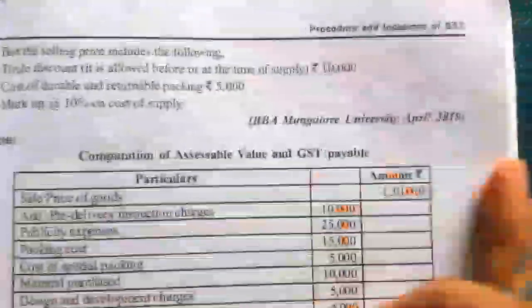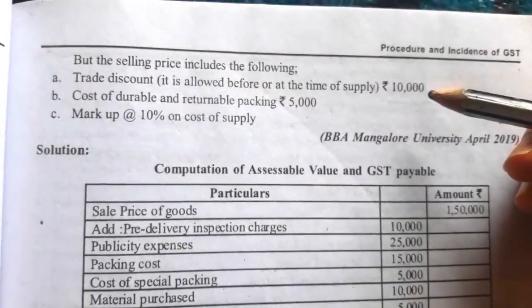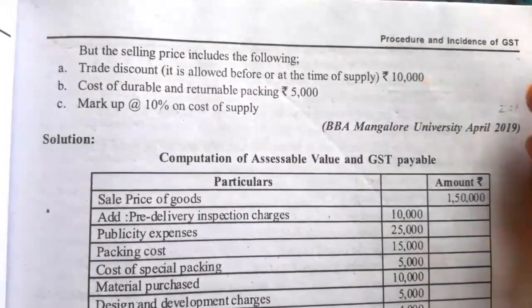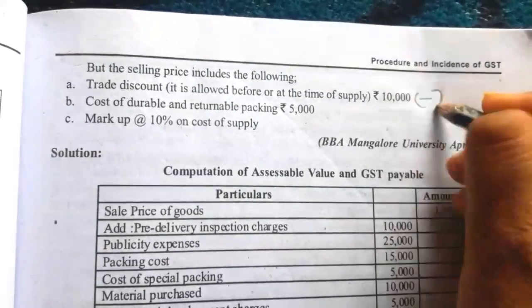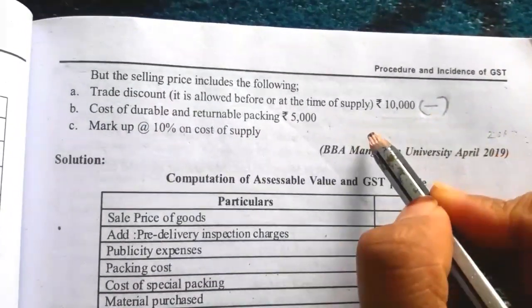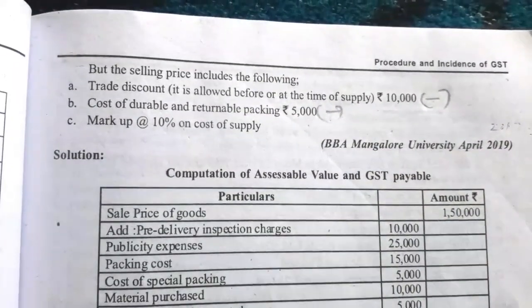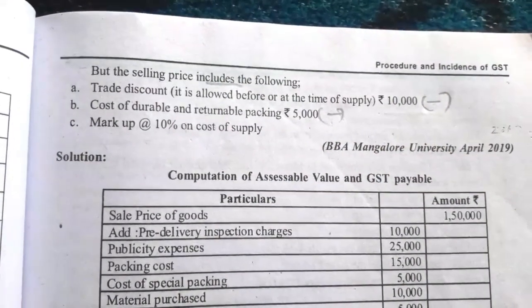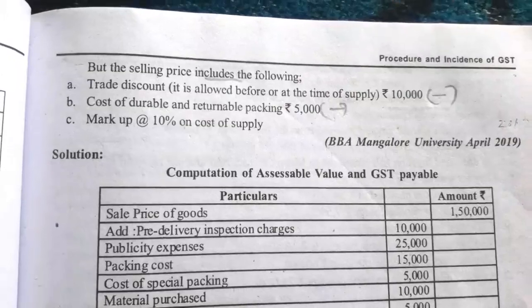Next, selling price includes the following. There are two amounts here, which are included in the following. Actually, it is the exclusion. Trade discount is an exclusion, so we have to deduct it from the selling price. Cost of durable and returnable packing is also an exclusion, we have to deduct it from the selling price. Okay, this is included, so we have to exclude it. Discount and durable and returnable packing should not be included in the sales price, so we have to exclude them.